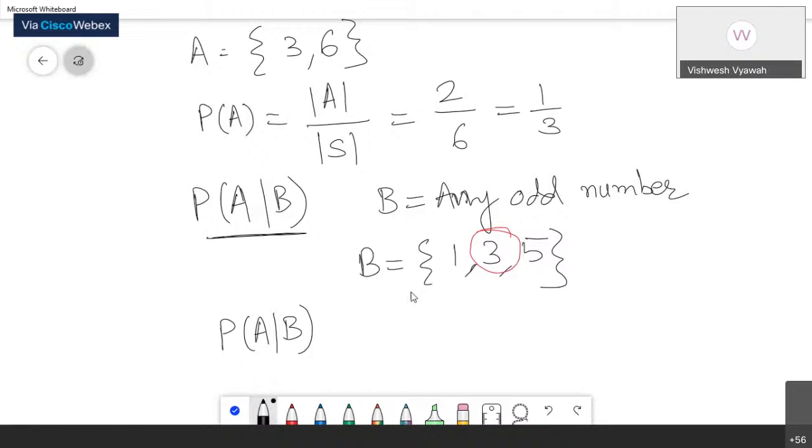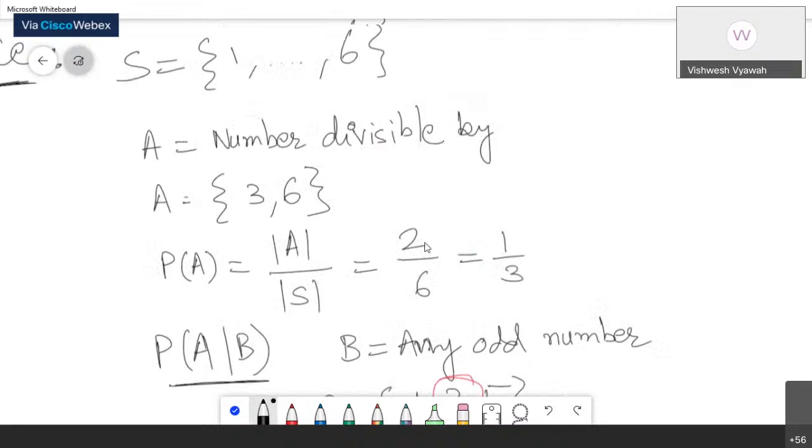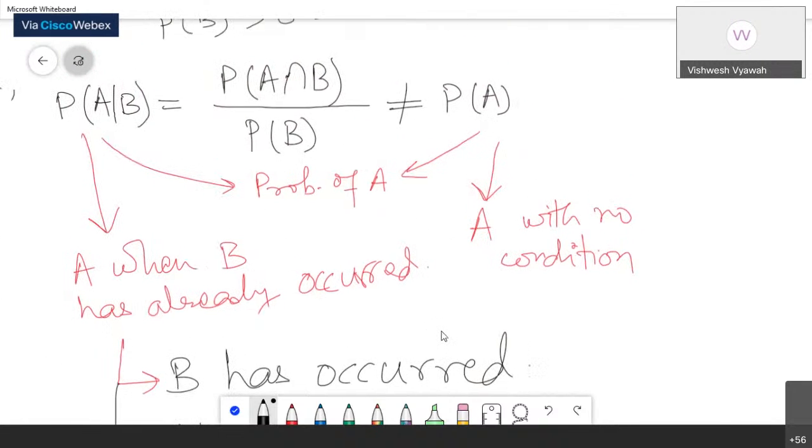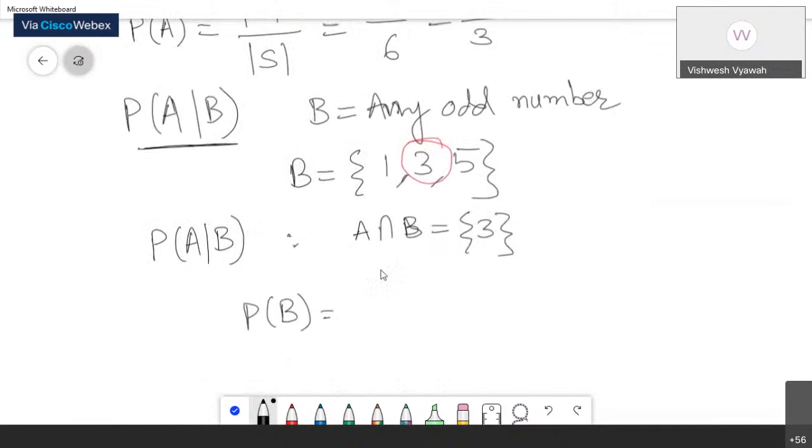Okay, so let's try to use our formula. We will find A intersection B. A intersection B is 3. And then we find the probability of B, because we need that in this formula: probability of A intersection B divided by probability of B. So probability of B is cardinality of B divided by cardinality of S, and this is equal to 3 divided by 6, which is 1 by 2.